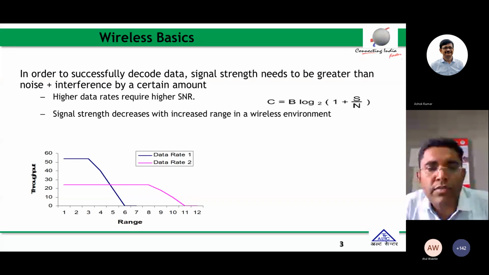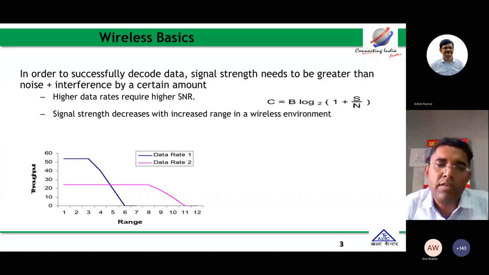In order to successfully decode the data, whenever the transmitter transmits the data and the receiver receives the data, there should be a minimum signal to noise ratio to decode that data. And if a higher data rate is required, there should be a requirement of higher SNR. The second concept is the signal strength. Signal strength decreases with the increase in the range of the wireless environment. If you move away from the base station, the signal strength deteriorates.